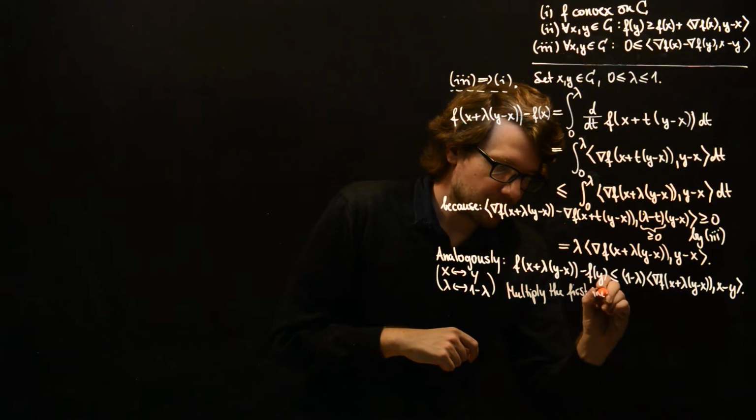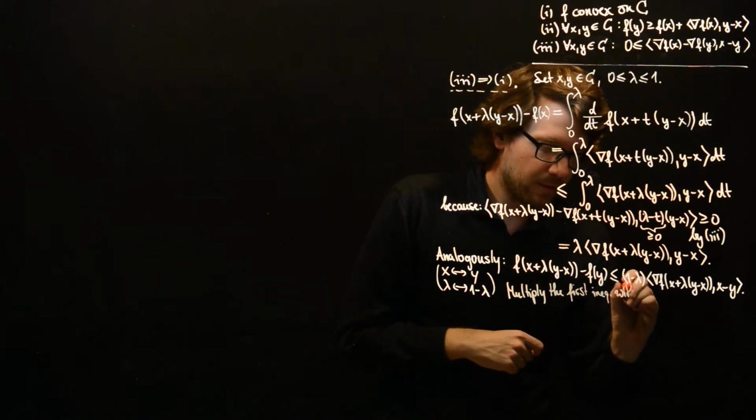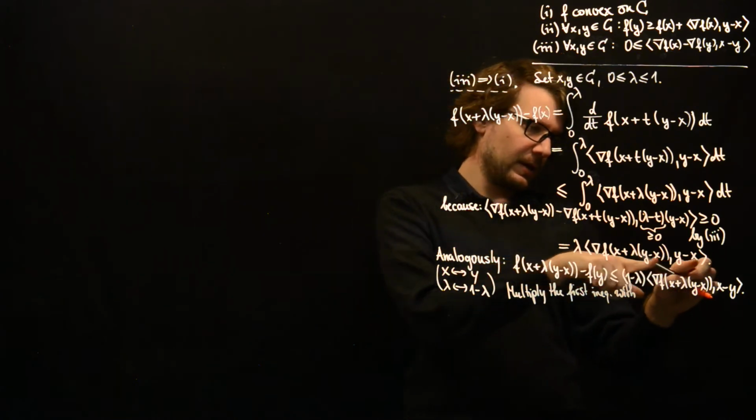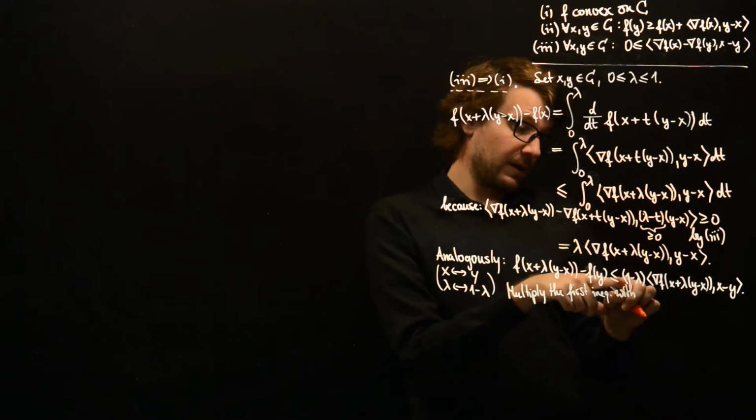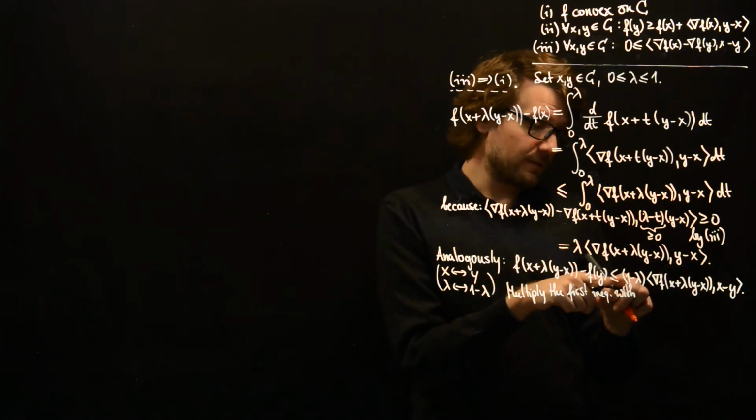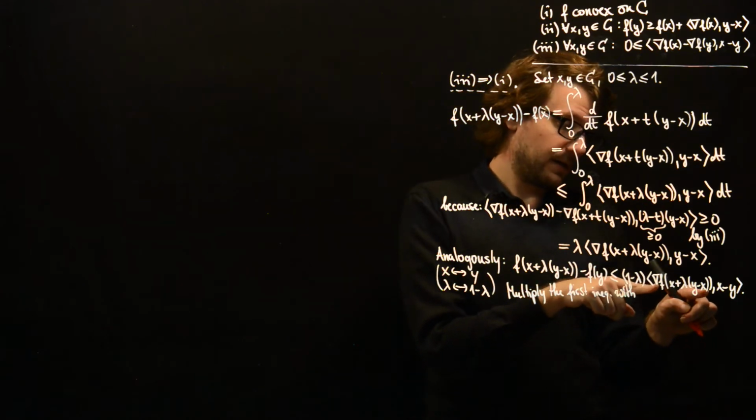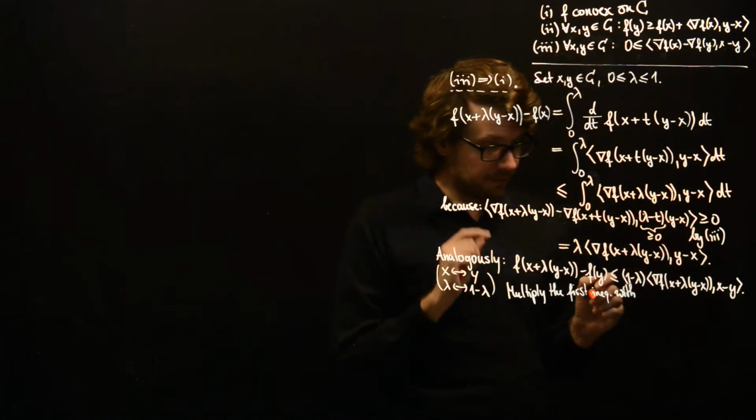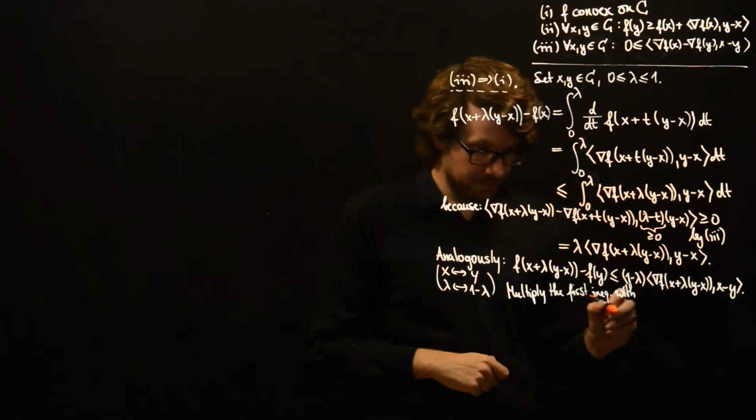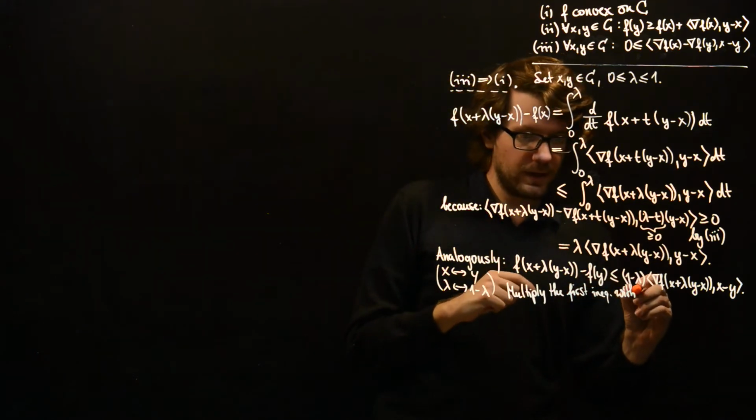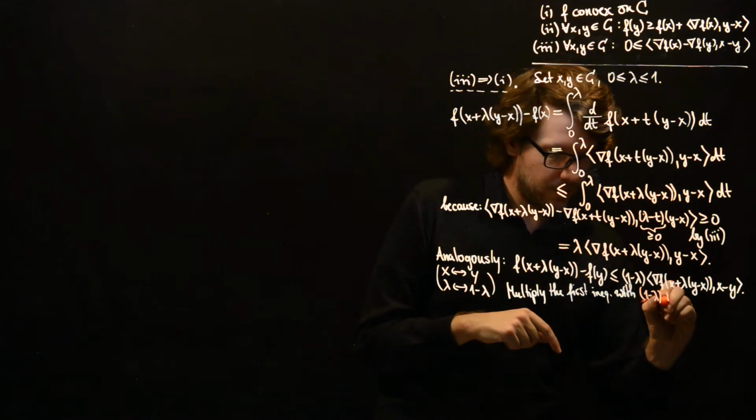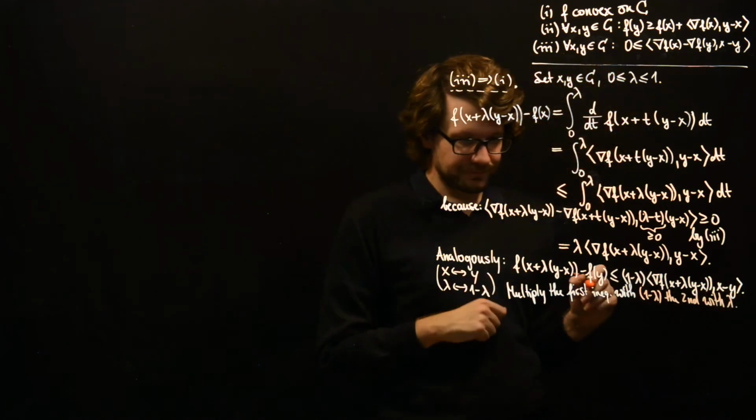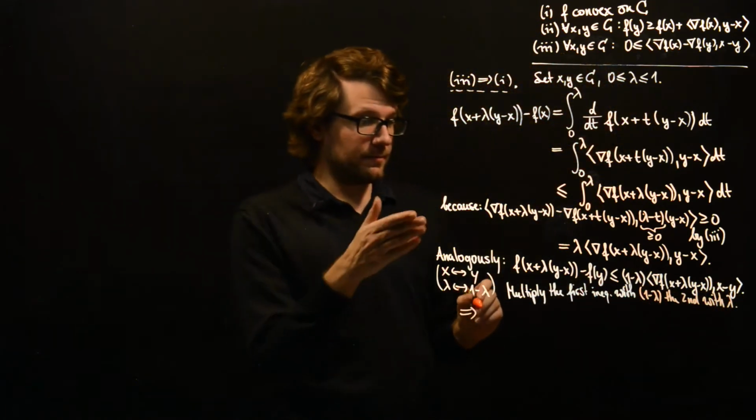So multiply the first inequality with 1 minus lambda, then we have lambda times 1 minus lambda times this gradient at this point times y minus x. And here, if we multiply the second equation with lambda, we also have lambda times 1 minus lambda gradient at this point in the middle. And then we have x minus y instead of y minus x. And therefore, these things cancel out. So multiply the first inequality with 1 minus lambda, the second with lambda. And then we, in fact, get what we want.